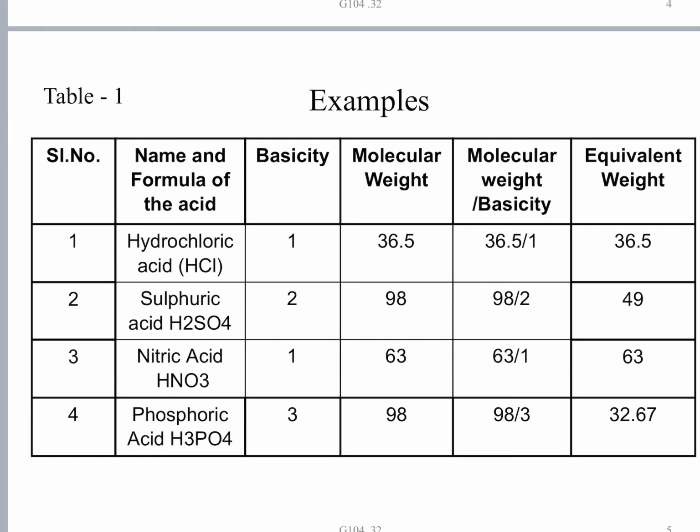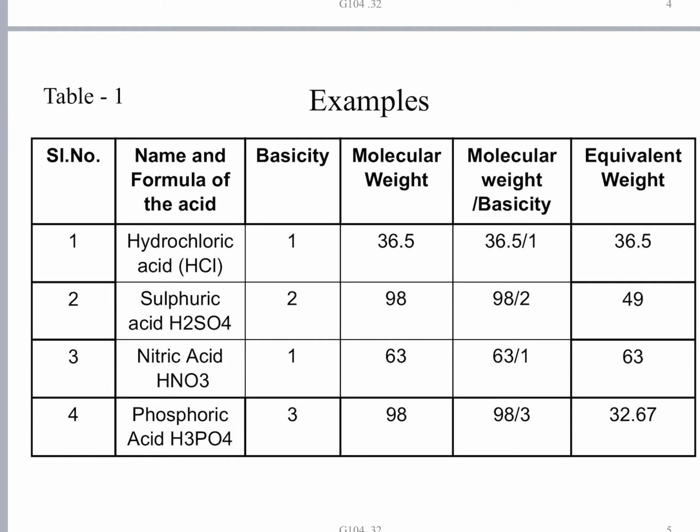Nitric acid is a monoacidic acid. Like hydrochloric acid, it is also a monoacidic acid. In the case of monoacidic acids, as you have seen in the case of HCl, the molecular weight as well as the equivalent weight are the same, because the molecular weight is divided by 1, so it remains unchanged.